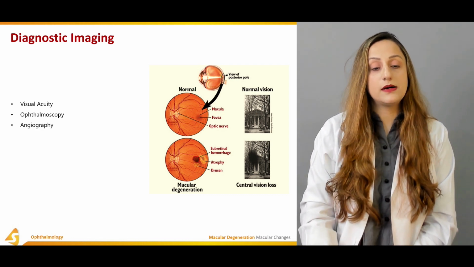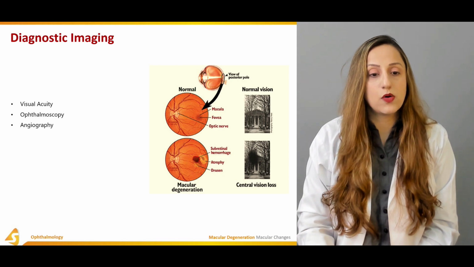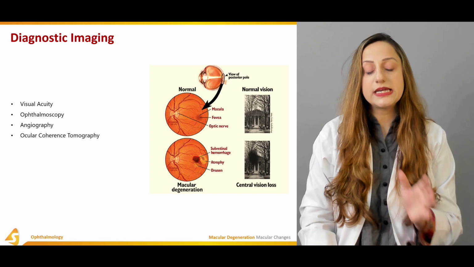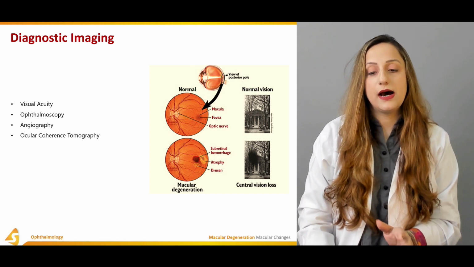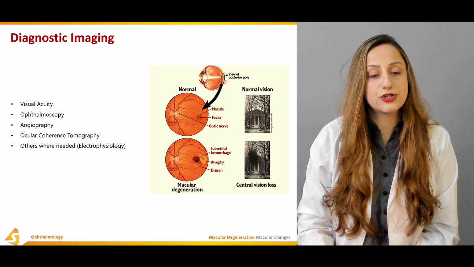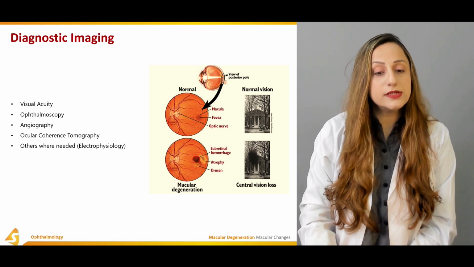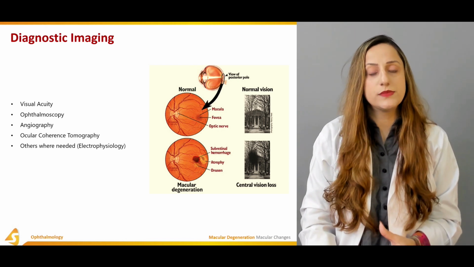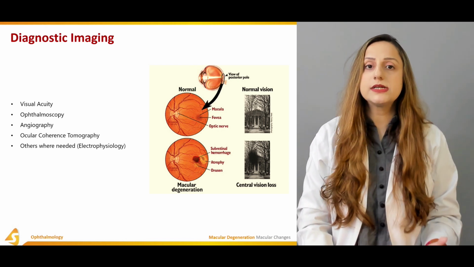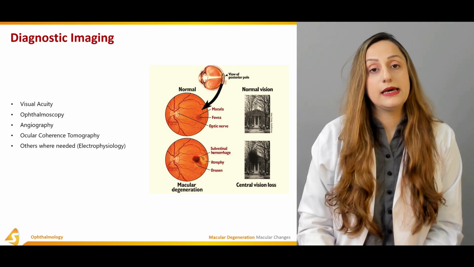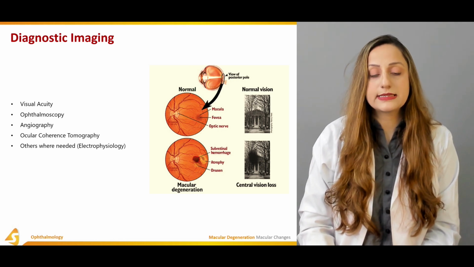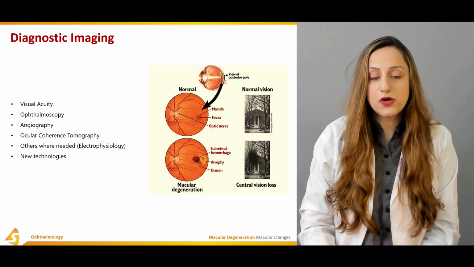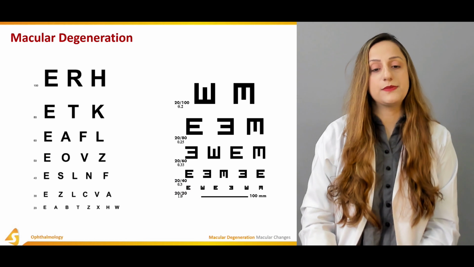Then the angiography of the vessels can also be carried out. The optical coherence tomography is one of the techniques that can be used for the diagnosis of macular changes or the macular degenerative changes. Other tests can or cannot be performed. If you have concluded up to a macular degenerative cause, then if needed, these tests can be performed, for example, electrophysiology. Then we have the newer technologies or the newer testings that can be performed in this patient.